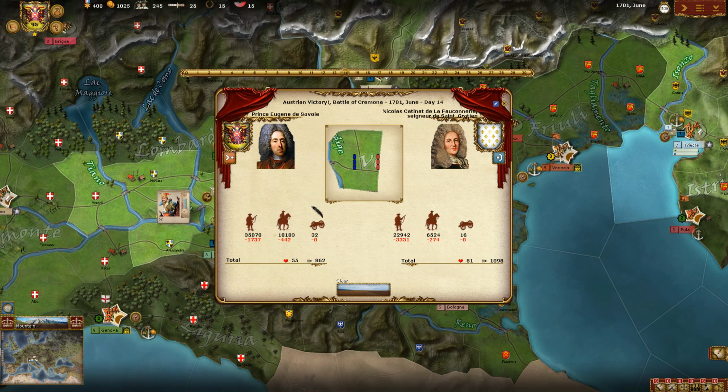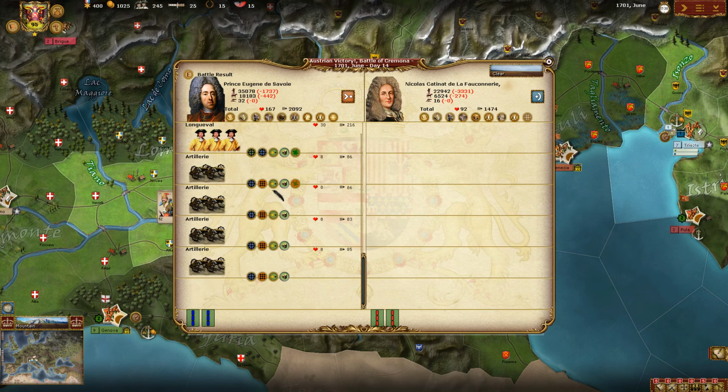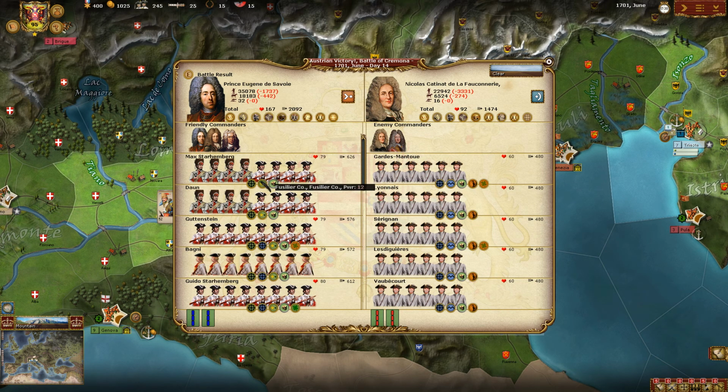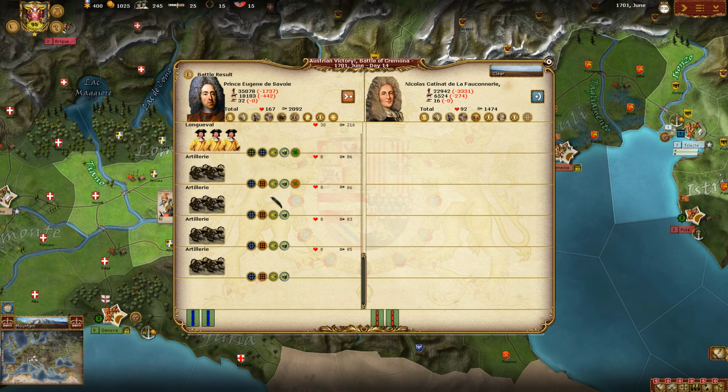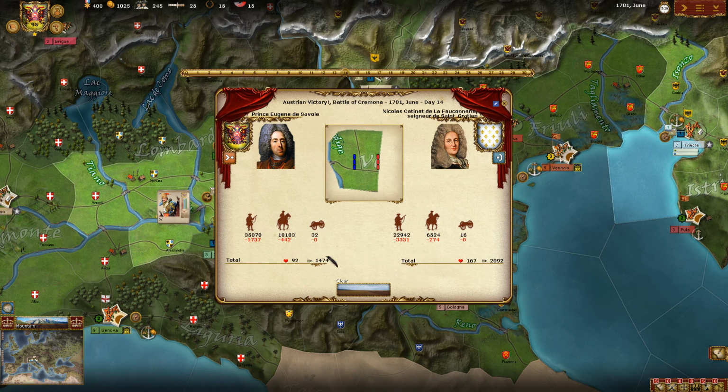I can also see more detailed info by clicking on the small pen here. When I click on it, I have a detailed battle report that shows for every regiment involved in the battle on both sides who does what. It's purely informative. Of course, I have no control over what happened in the battle, but it's still interesting to see who performed well or not well. When I close this report, I come back to the summary of the battle.